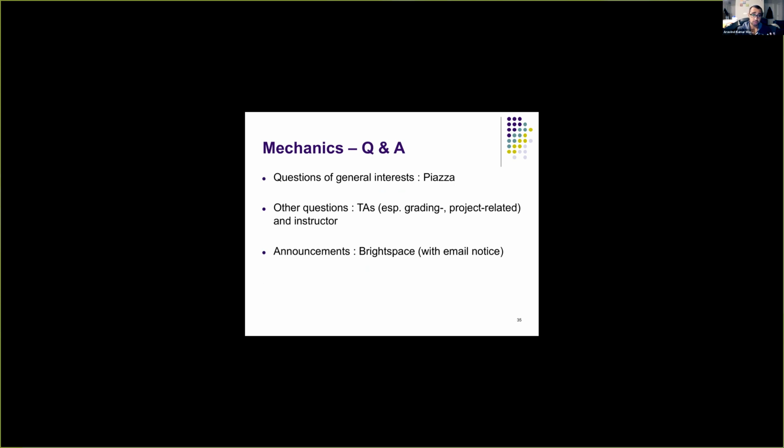For questions and answers, we'll use Piazza, just because it's easy to ask, and questions can help other students understand concepts as well. For other questions related to grading and projects, you can ask the TAs. All the official announcements will be made on Brightspace, along with an email notice sent to all the enrolled students.